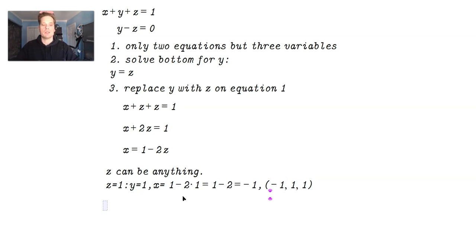That's one point. But what does it mean to say z can be anything? It means if I felt like it, I could say z equals 0. Why not? There's nothing special about z equals 1. So y is then also 0 because z and y are equal, which means lastly that x would be equal to 1 minus 2 times 0, which is just 1. So the point that makes the system true would be 1, comma 0, comma 0. Notice that we have 2 points.